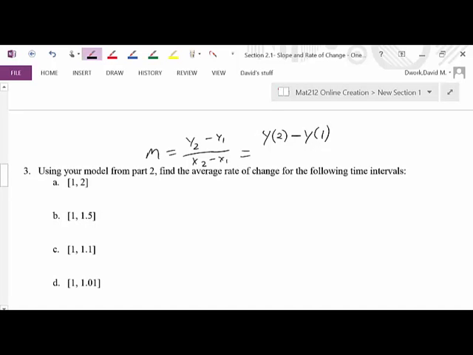Or, aka instead of y, we could switch it to d's, which would make a little more sense, saying I want the distance at 2 seconds minus the distance at 1 second divided by 2 minus 1. And that would be the equation I would use for this first average rate of change.